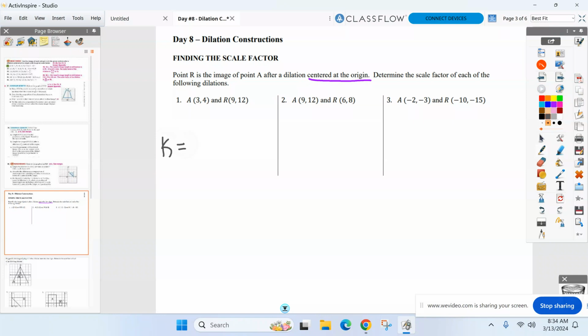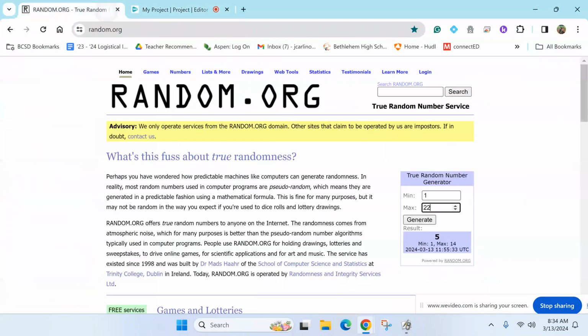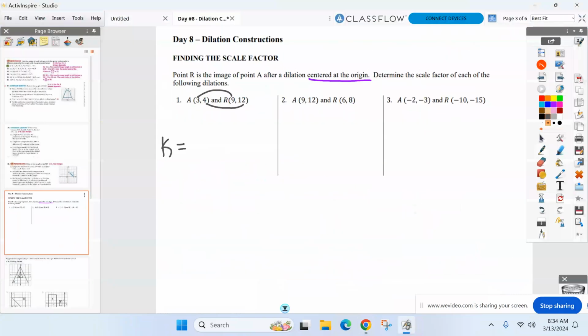Quickly, let's go through how I can find the scale factor. Since it's at the origin, from 3 to 9, I had to multiply by a number. Because it was centered at the origin, I can use the multiplication shortcut, and that same number better get me from 4 to 12. So to go from (3, 4) to (9, 12), centered at the origin, I needed a scale factor of... Bailey, go ahead. 3, yep, no issues there. Scale factor of 3.